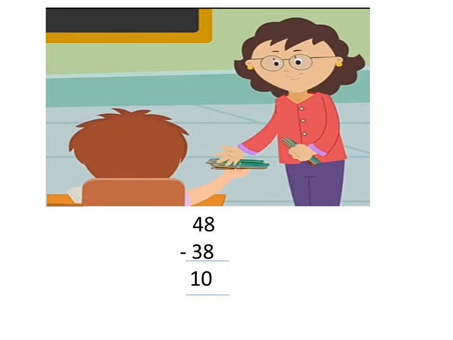48 minus 38. So 8 minus 8 gives you 0. 4 minus 3 gives you 1. You have to remember one thing. Always you have to start subtracting from one's place. So here 10 pens are left with the teacher now.